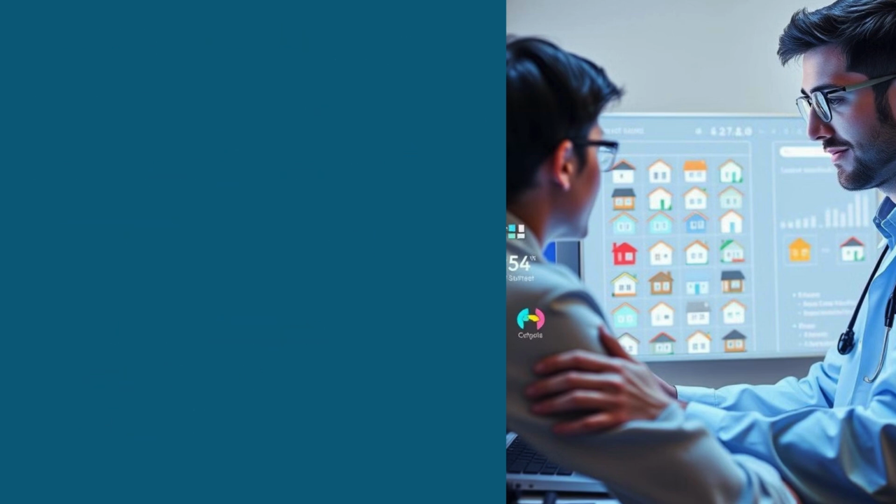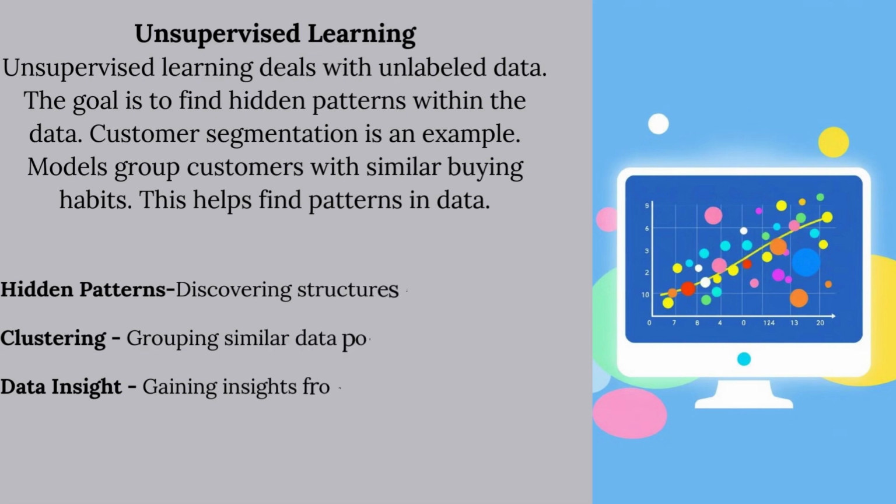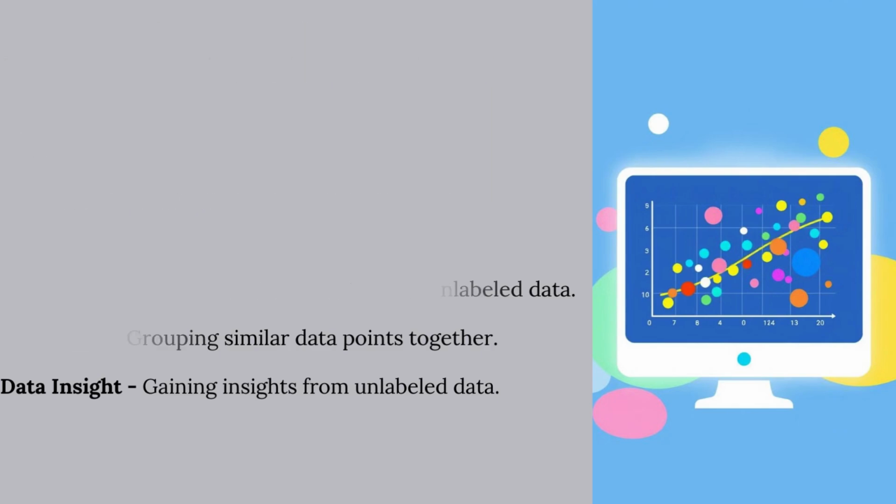Simple, right? Unsupervised learning. Unlike supervised learning, the model here works with unlabeled data. The goal is to find hidden patterns or structures within the data. For example, customer segmentation, where a model tries to group customers with similar buying habits. It's like finding patterns in a big mess of data.